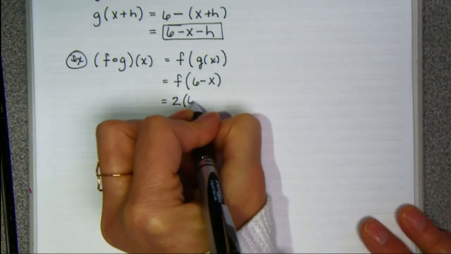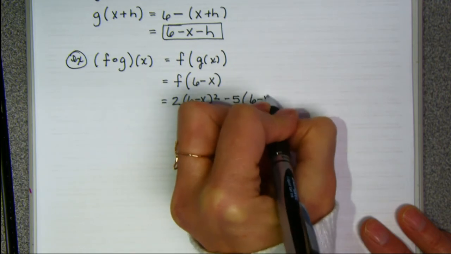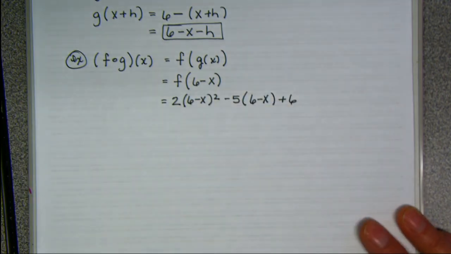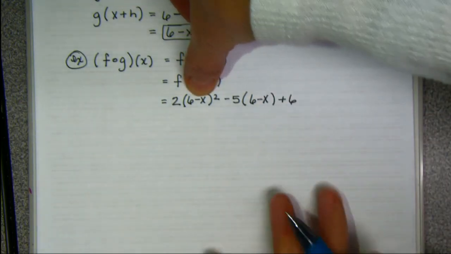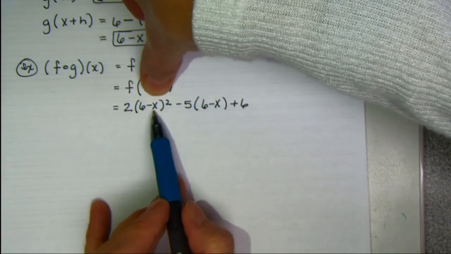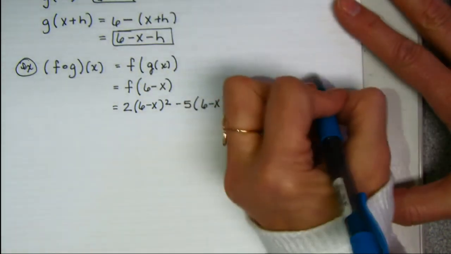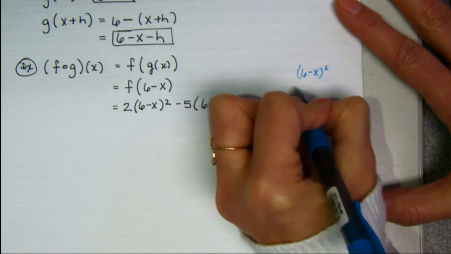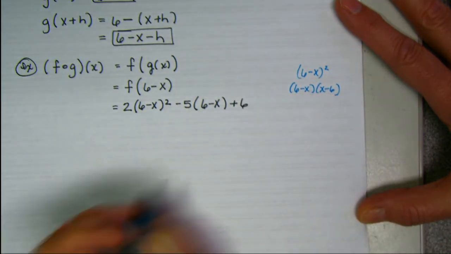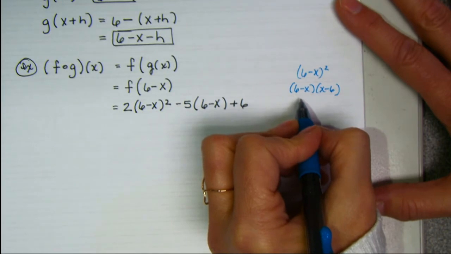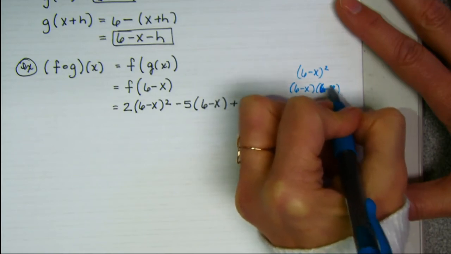2 times 6 minus x squared minus 5 times 6 minus x plus 6. Now, this 6 minus x squared, I'm going to come over here to the side and do that. That is not 36 minus x squared. Every time you do that, a kitten dies. 6 minus x squared means 6 minus x times 6 minus x. You're going to have to FOIL. Whoops. I meant to write 6 minus x here. Sorry. This is 6 minus x. This is why you should do pencil.